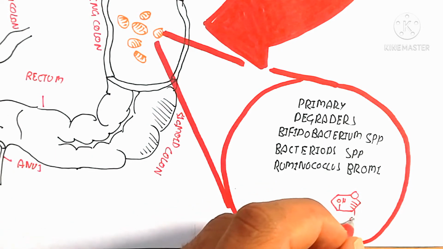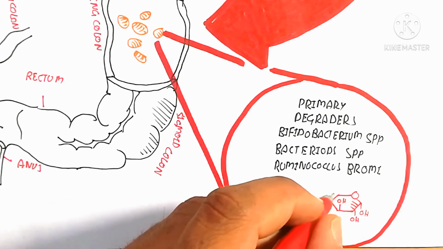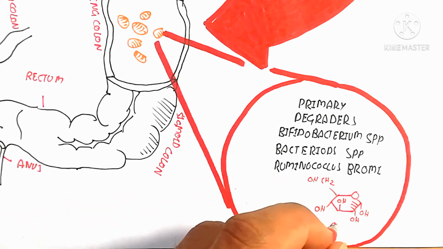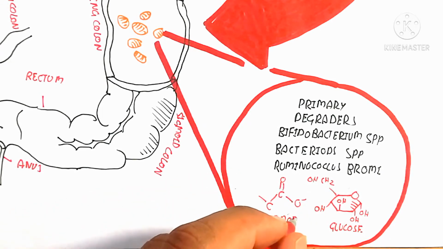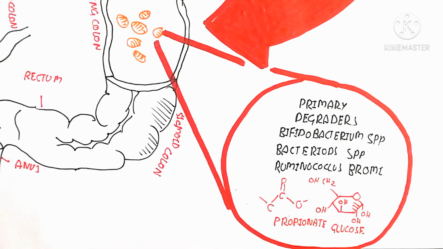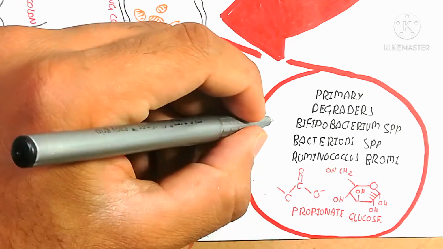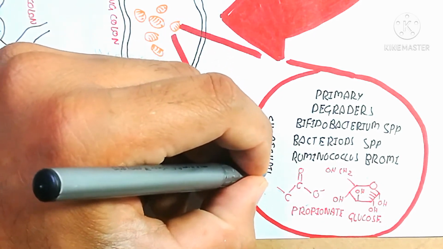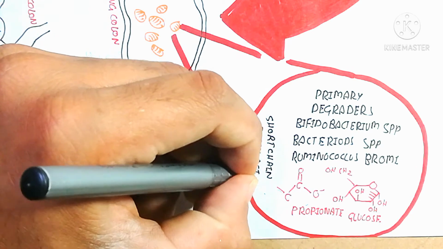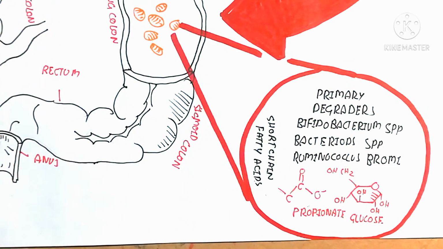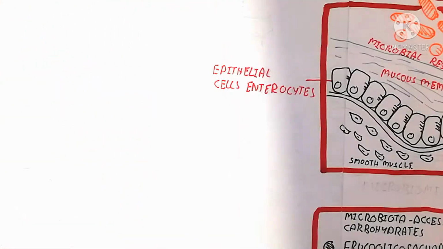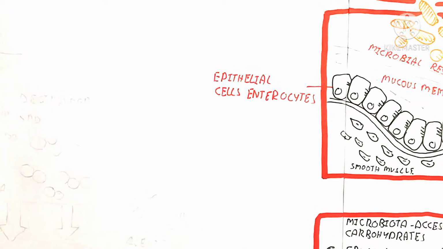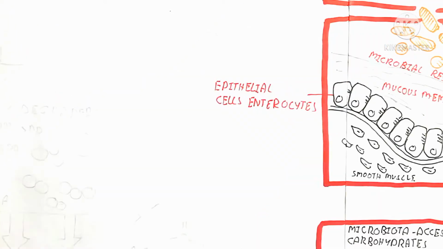So here is the bacteria type. The primary degraders are known as Bifidobacterium species, as well as Bacteroides species, and Ruminococcus bromii, which ruminant animals also contain, and these digest the cellulose. They produce short chain fatty acids such as propionate, and glucose is one of the most common examples, as glucose comes from cellulose and resistant starch. On the other hand, the fructooligosaccharides.